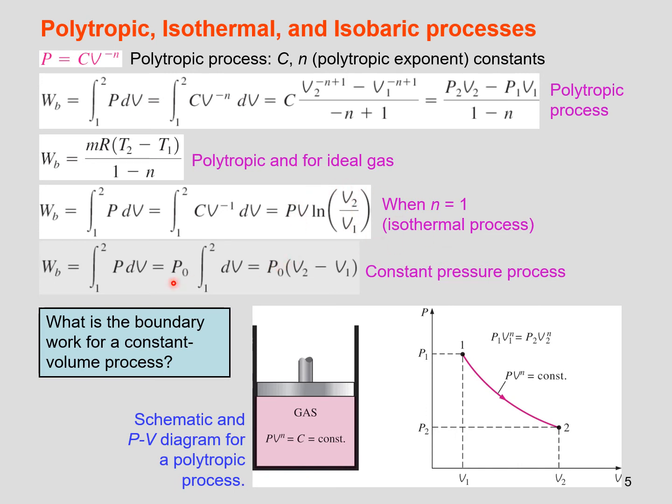If a problem says it has constant pressure, then P is a constant, so we can move it outside the integral and just integrate dV, which is just the difference in volume. In these kinds of problems, you really have to pay attention to what the problem says. If the problem says it's a polytropic process and doesn't give any indication that it's an ideal gas, then you have to use the top equation here. If it says it's an ideal gas, then you can use this equation. If the problem says it's isothermal, then you have to use this equation. And finally, if the problem says it's at constant pressure, then you have to use this equation here.